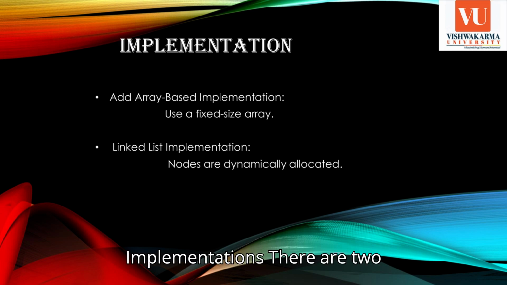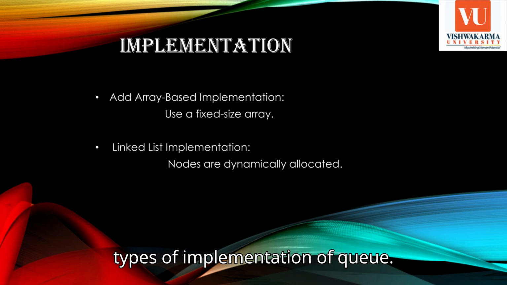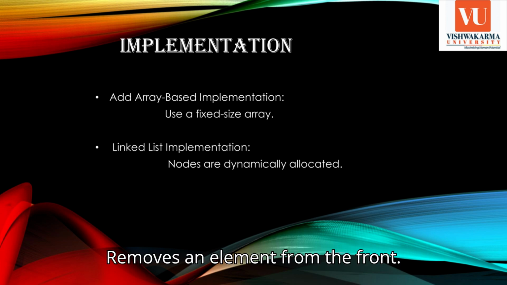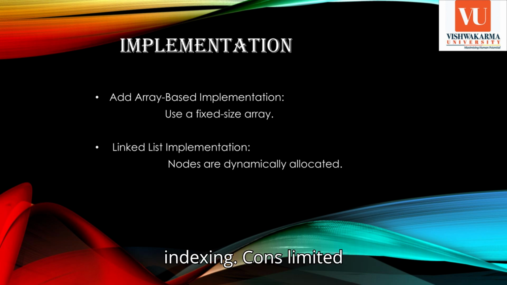Implementations. There are two types of implementation of queue. Array-based implementation uses a fixed size array to store elements. Enqueue, add an element at the rear. Dequeue, removes an element from the front. Pros: simple, fast access with direct indexing. Cons: limited by fixed size, requires circular logic to avoid wasted space.